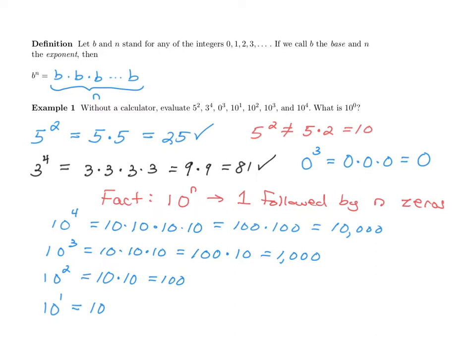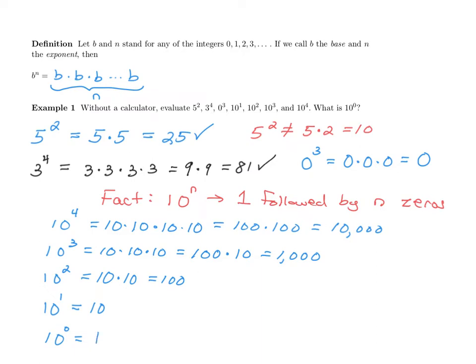Before moving on, there is one last question. What is 10 to the power of 0? What is this equal to? Well, according to this fact, it should be a 1 followed by 0 zeros, meaning no zeros. And that means it's just the number 1.